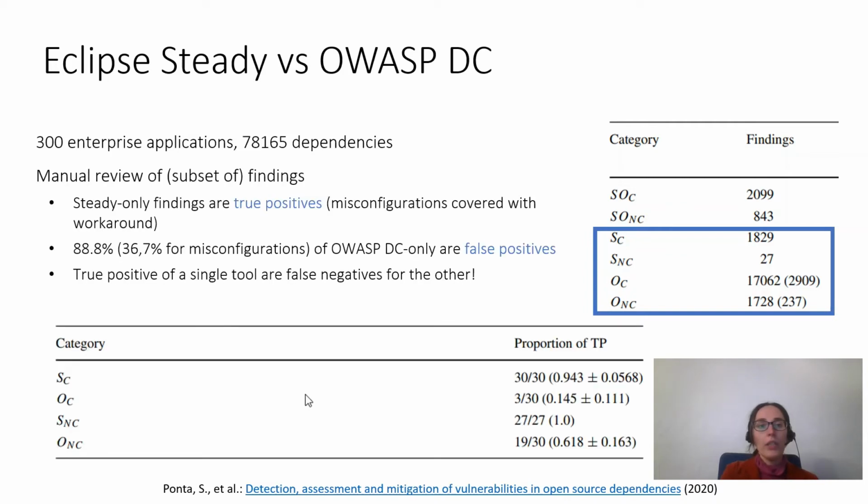With these findings, we review a subset of them in order to better understand what is going on. And what we found is that those reported solely by Steady were true positives, whereas in the case of OWASP dependency check, almost 89% of the findings are false positives. So indeed, we have some findings that are unique for each of the tools, so they complement each other. But the main differentiator is that in the case of OWASP, the true positive has to be found in the middle of many, many false positives.